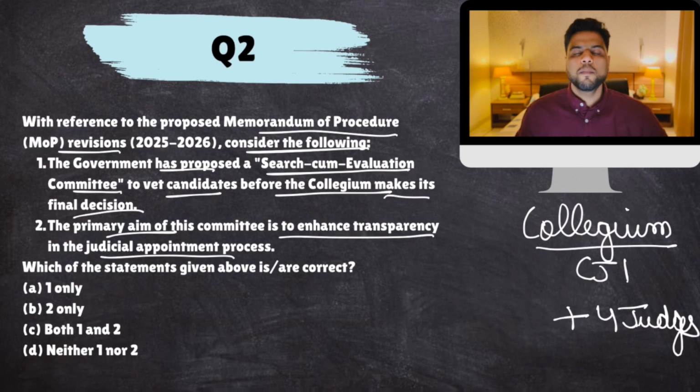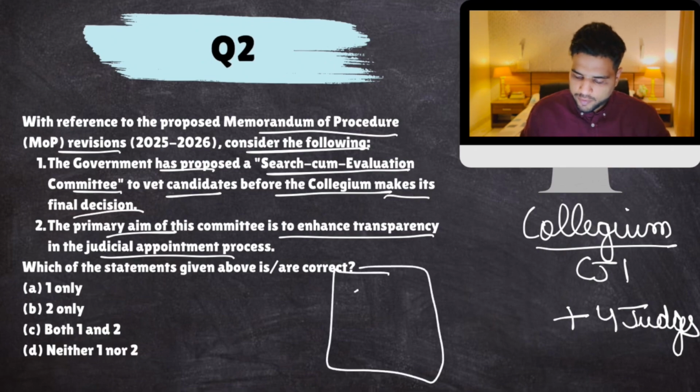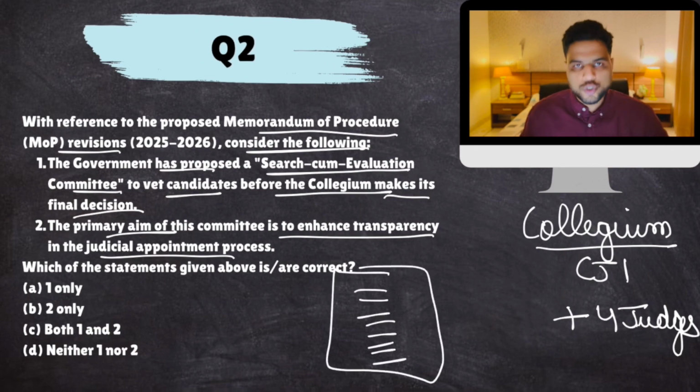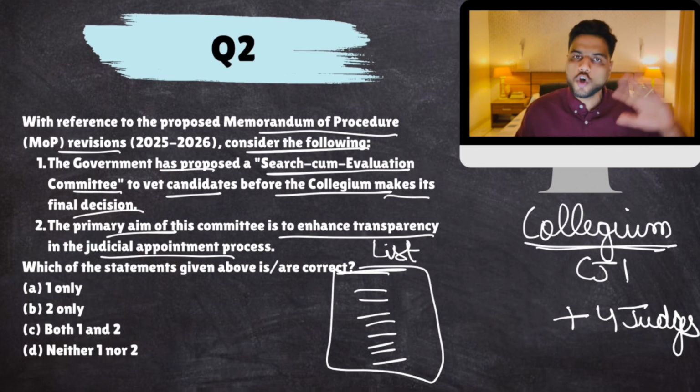But what would be the process of choosing candidates? Will this collegium be provided with a list of candidates from which they have to choose? The final call is with the collegium, but they would be given a list of candidates. Now, who would provide that list? Well, Ministry of Justice will provide that list. Now, what is the procedure of providing this list? Who will be on this list? All of this is covered through memorandum of procedure.